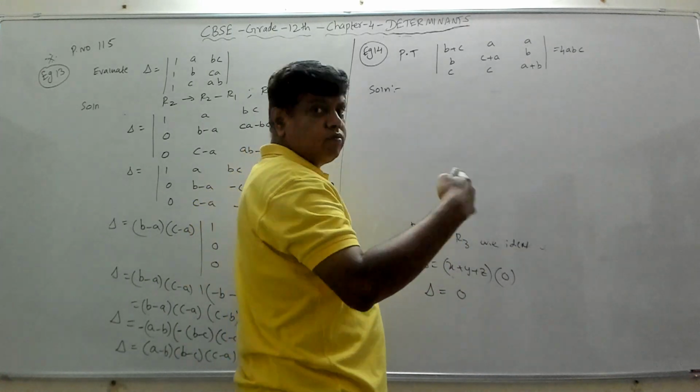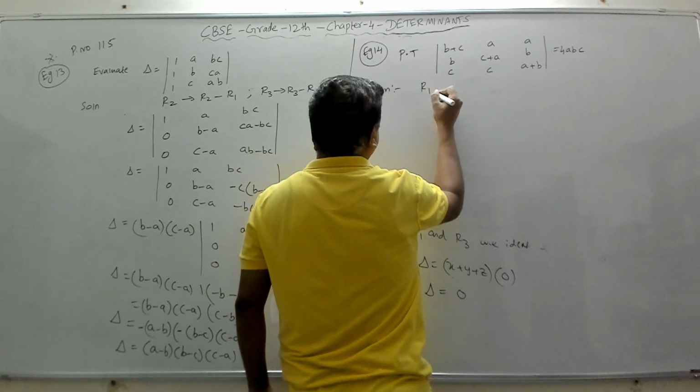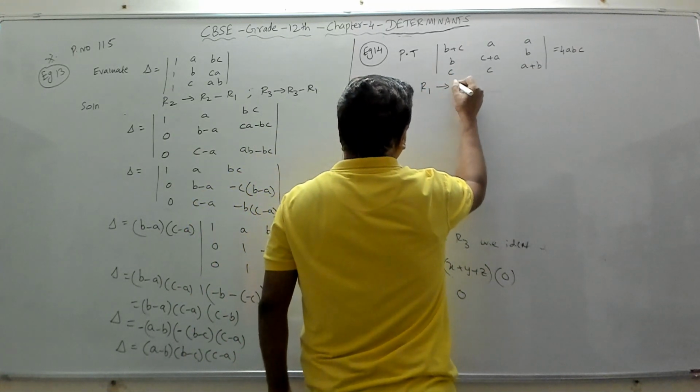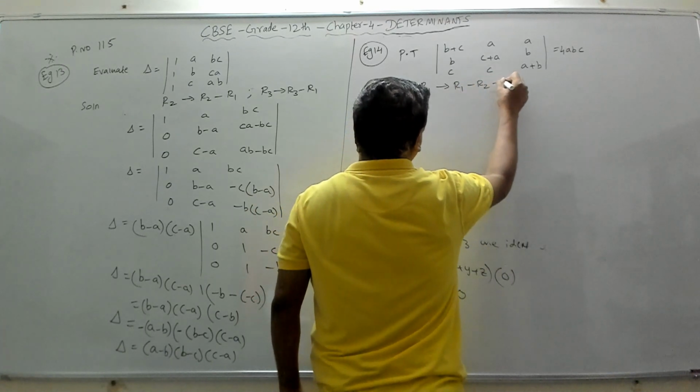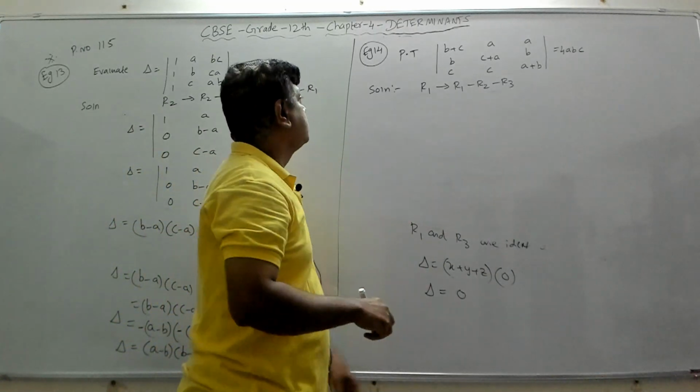We'll slowly get the zeros one by one. First we'll try for the first one, which means we are going to apply the operation: row 1 implies row 1 minus row 2 minus row 3. And we can apply such operations also. So what do we get?